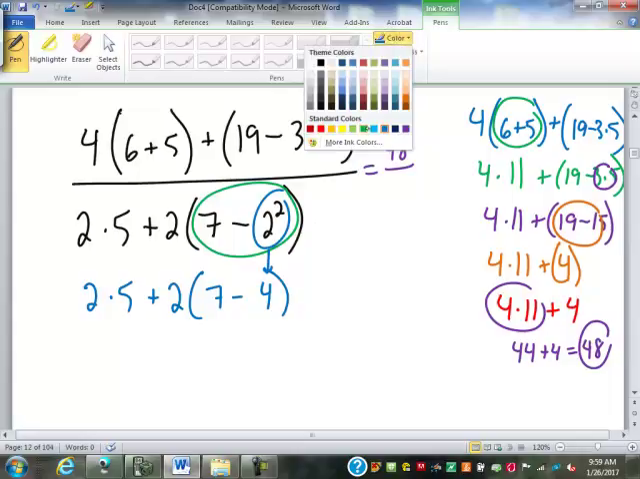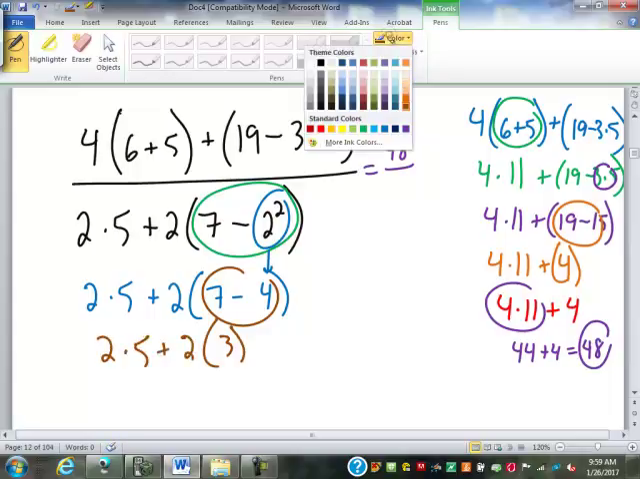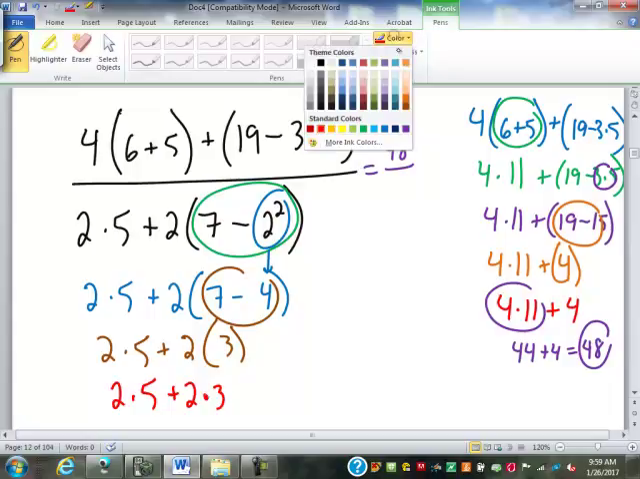And then 7 minus 4 is 3. Now that parentheses is down to a single number again, I can get rid of it. What do I have to do? Put in the multiplication. Good.